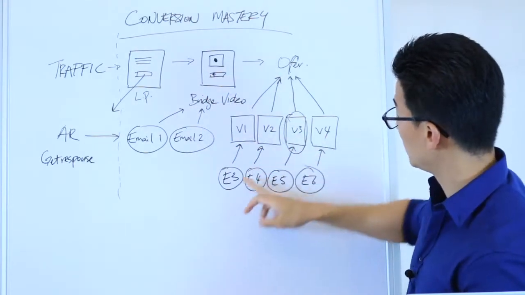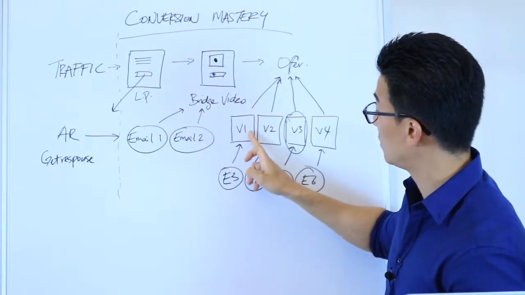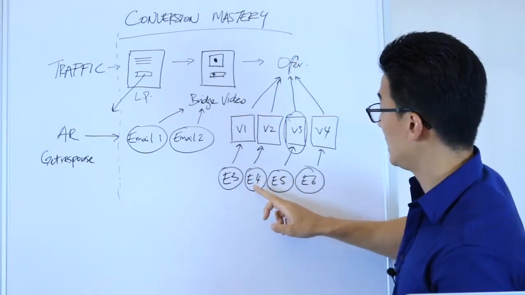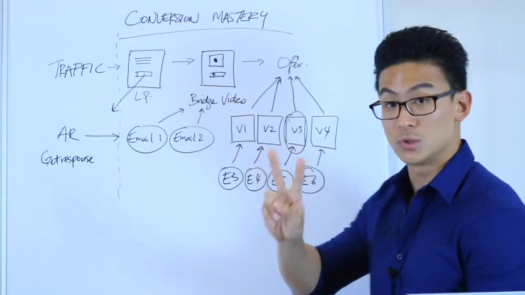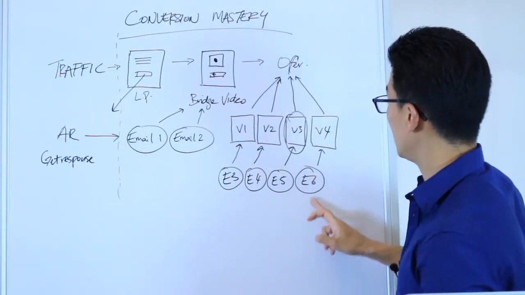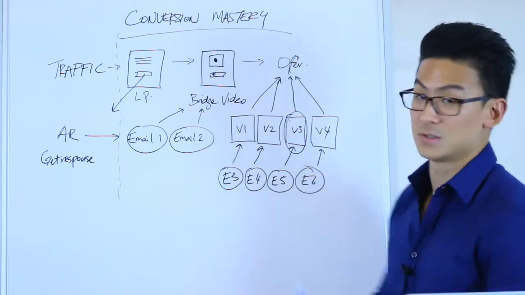All right, and so you can see email 3 leads to value series number 1, which leads to the offer. Email number 4 leads to value series number 2, which leads to the offer. Email number 5 to value 3 to the offer. Email number 6 to value 4 and to the offer.